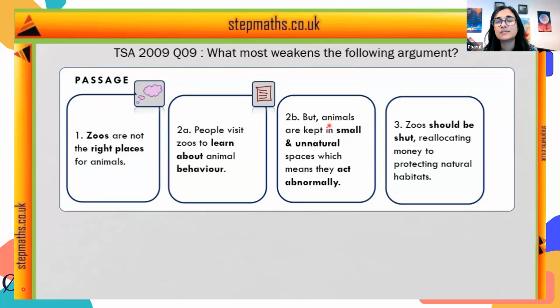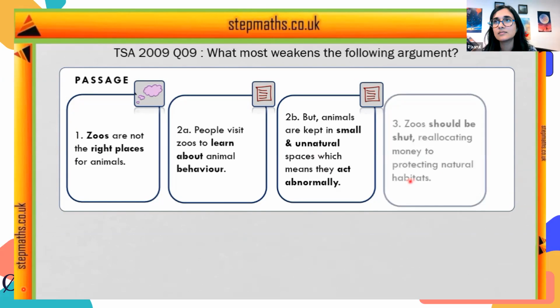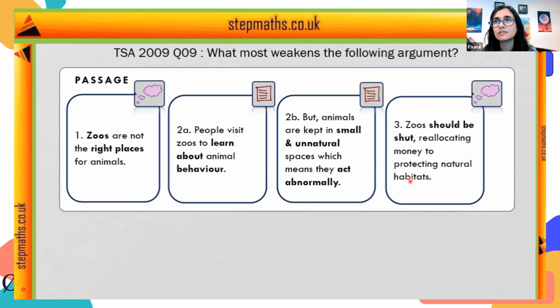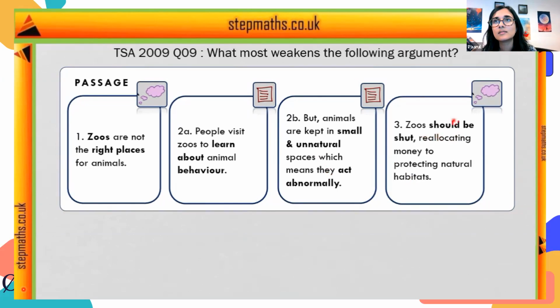But they also say that animals are kept in small and unnatural spaces, which means they act abnormally. So this is a fact about how the animals act. And lastly, they say that zoos should be shut, reallocating the money to protect natural habitats. And this is the writer's opinion on what should be done based on what they've just said. So since this is a should type statement and everything else is a reason why we might think that zoos should be shut, it seems that sentence 3 is the conclusion.